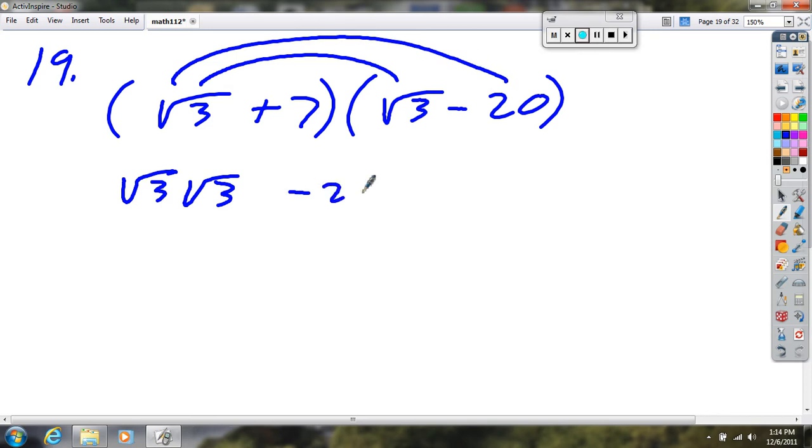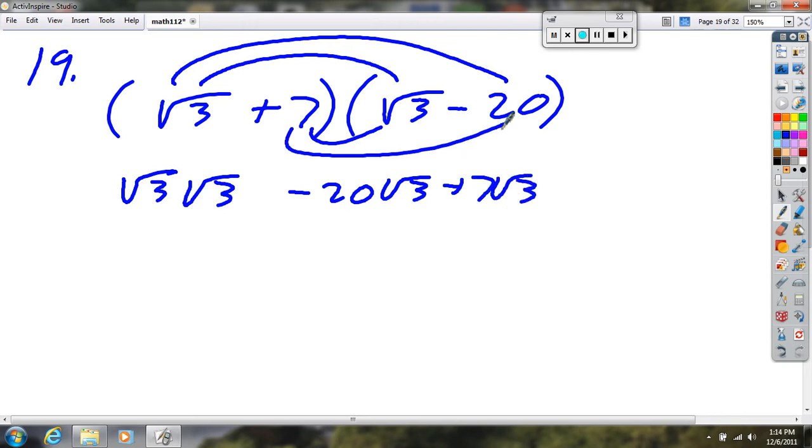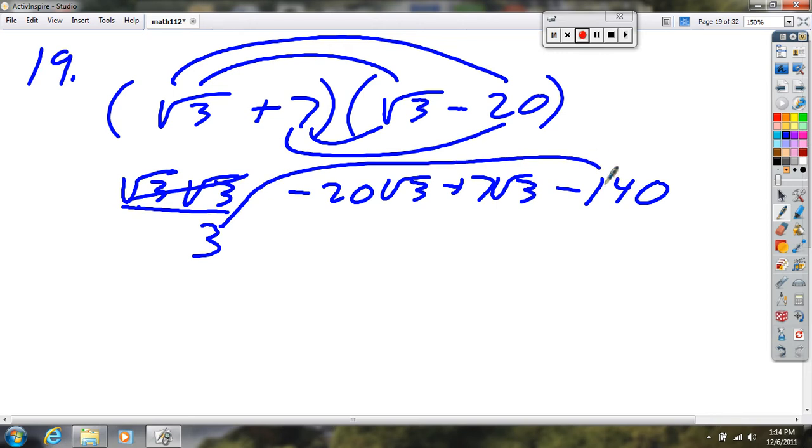That's a negative 20 from the right side times the square root of 3. Multiply the 2 inside, that's a positive 7 square root of 3. And then multiply the 7 times the negative 20, which is a negative 140. Now combine like terms. What is the square root of 3 times the square root of 3? Just plain 3.